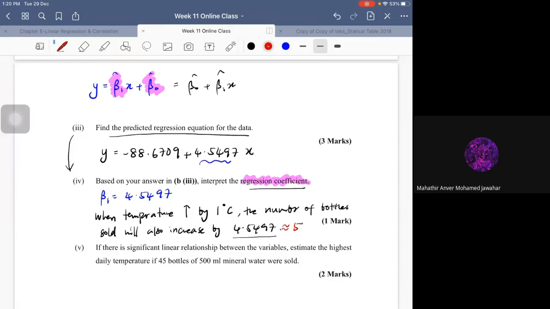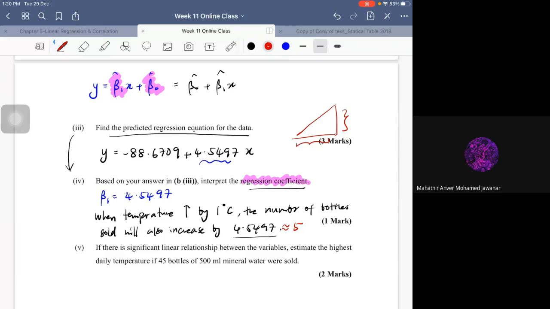Okay, so basically that is going to be the idea. So what does the figure of beta 1 actually mean? It's going to be a gradient value. So when x increases by 1 unit, so this is our gradient. When x increases by 1 unit, how much does the value of y increase or decrease?